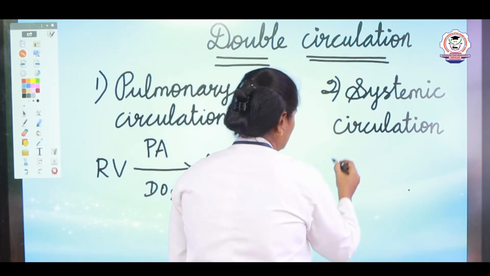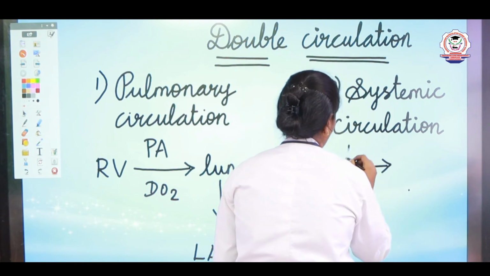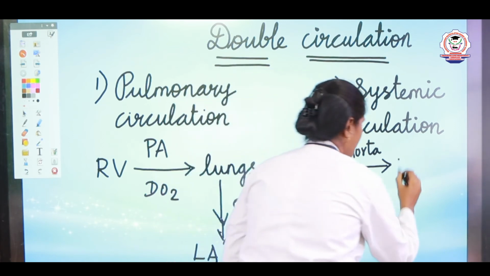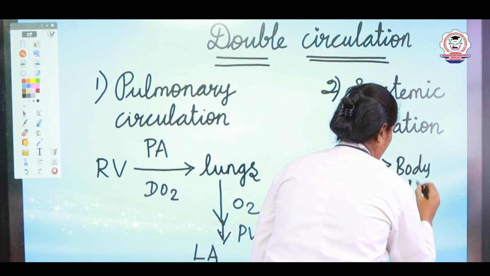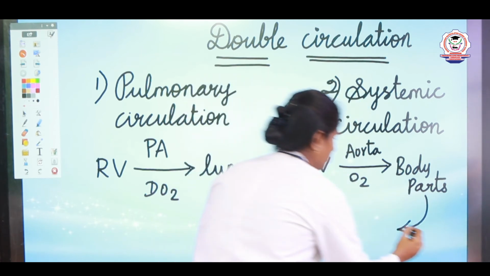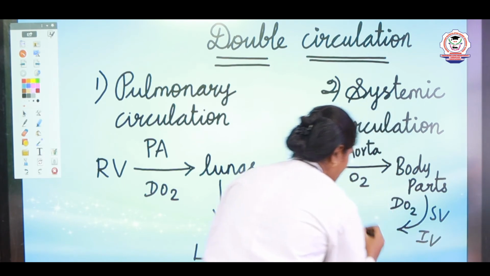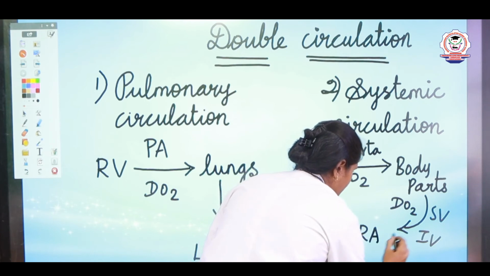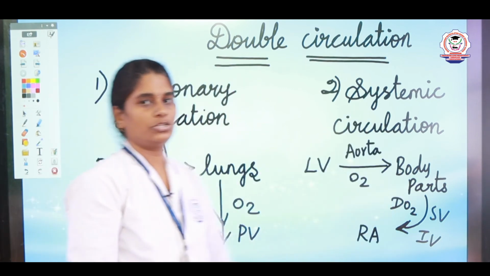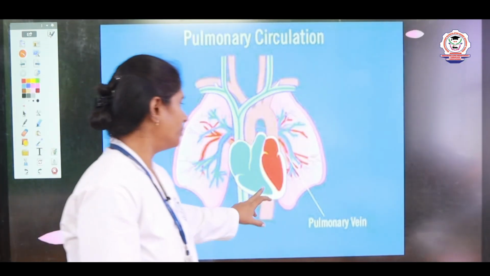So from the left ventricle, through the aorta, the oxygenated blood is entering into the body parts. And from the body parts, through the superior vena cava and inferior vena cava, the deoxygenated blood is entering into the right atrium. Okay. So this circulation we call it as systemic circulation. So now you understood the two types of circulation, right. So this is pulmonary circulation.